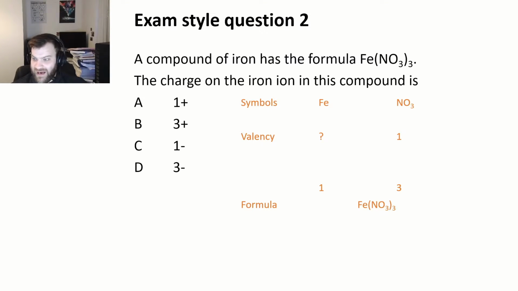We know that nitrate has a valency of 1 because it's got a 1- charge in the data booklet on page 8. This means that the 3 has to have come from our iron. And if the 3 has come from the iron, because we've got iron metal, this is going to give us a 3+ charge, which gives us the answer of B. We could run it through forward to double check it and make sure that we've picked the correct answer.